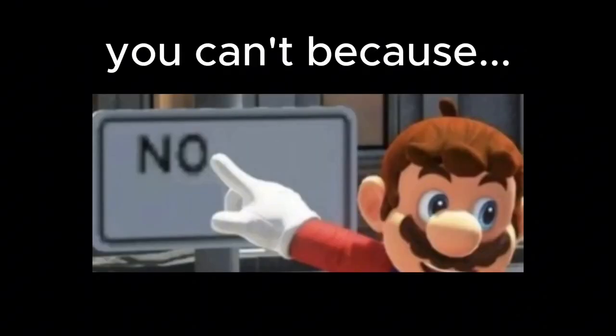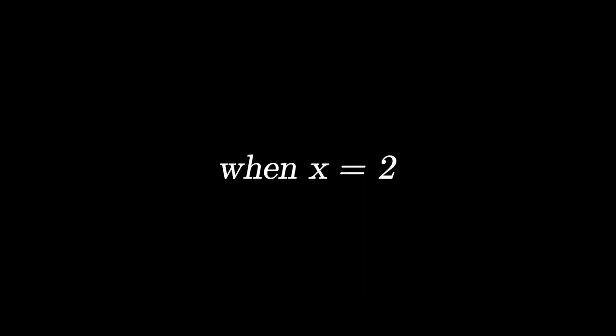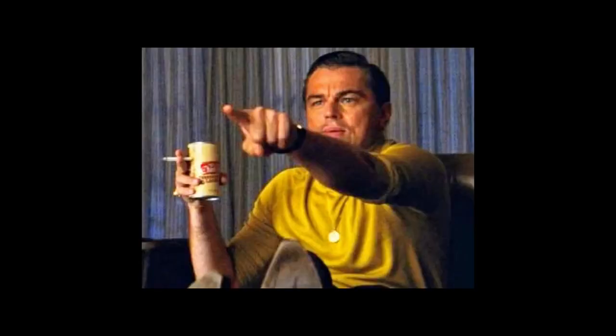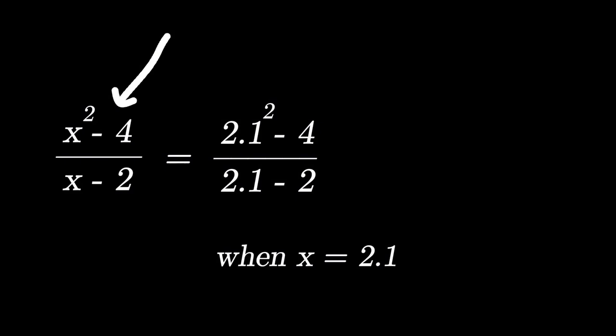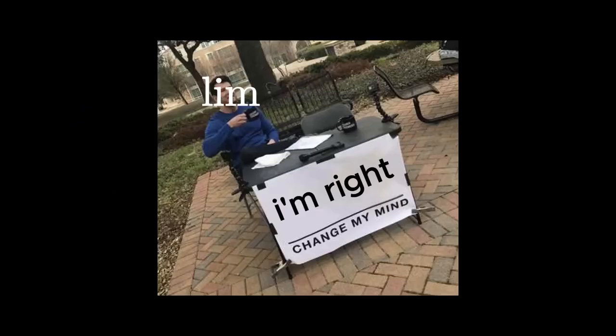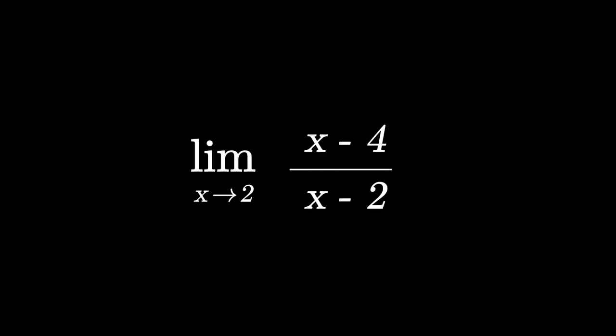For example, why don't you try to evaluate this function? You can't because it equals 0, which means we can't find out what the line does at x equals 2. What we do instead is find out what it does as it approaches 2, aka the limit. In this case, we can plug in a number that is just over 2, which gives us 4.1, and to prove we're right, we use a limit which gives us the number 4.